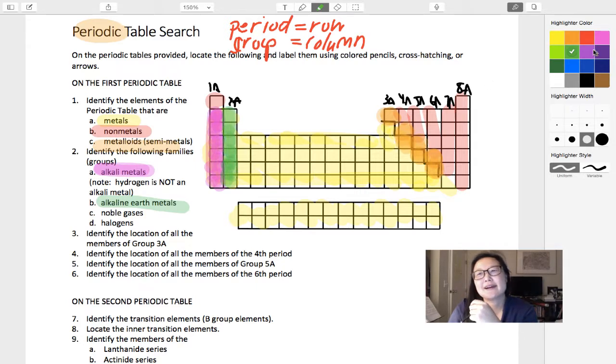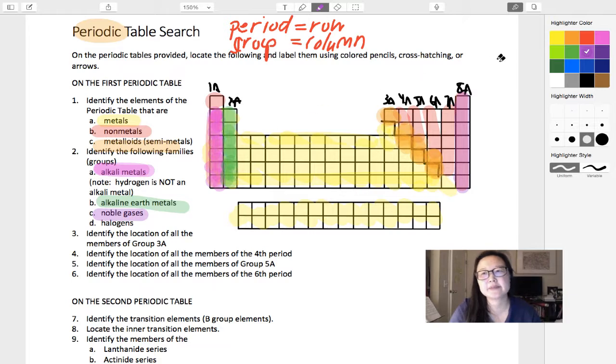Noble gases are elements that are not very reactive. So that's why they're called noble, because they're not reactive. They're just very stable. So noble gases are in this group here on the far right called 8A.